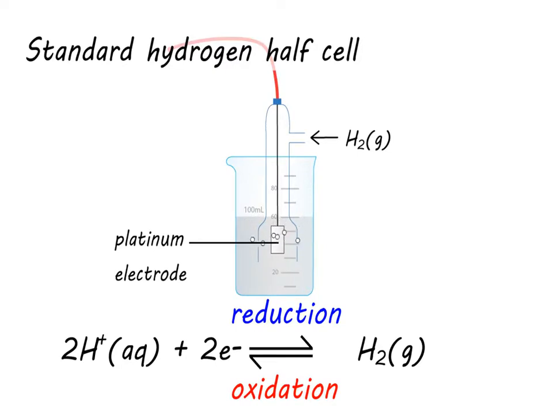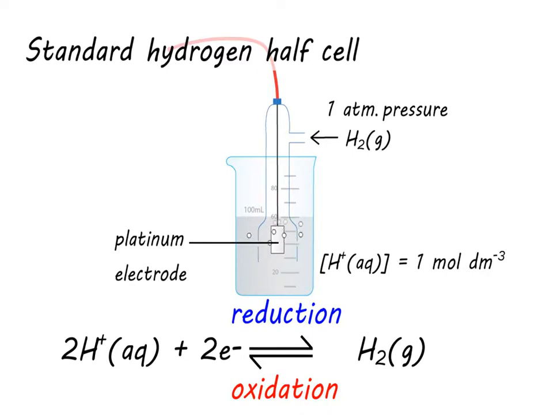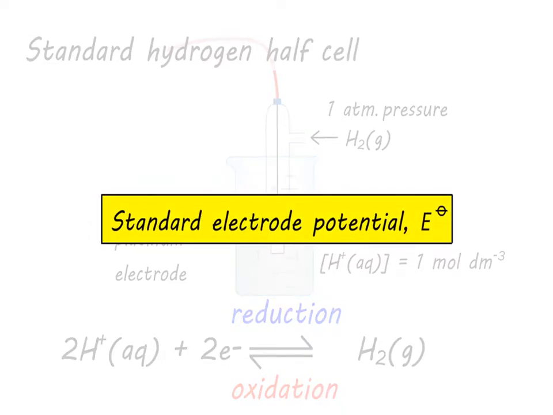For the standard hydrogen half cell, we standardize on 1 atmosphere of pressure for the hydrogen gas and a solution of 1 mole per decimeter cubed hydrochloric acid to provide the H+ ions. We can then connect other half cells to this and measure the overall cell potential using a voltmeter. The cell potential observed is known as the standard electrode potential for the species being studied.